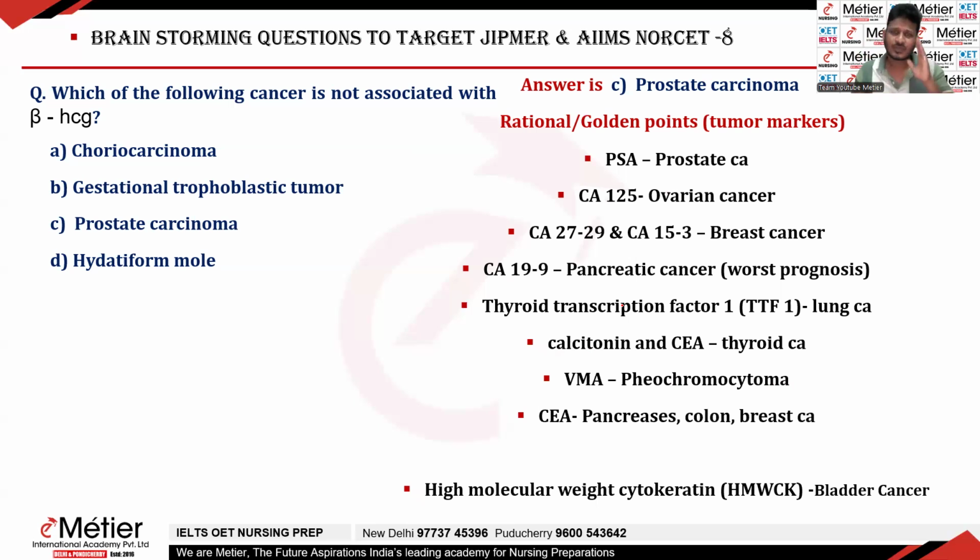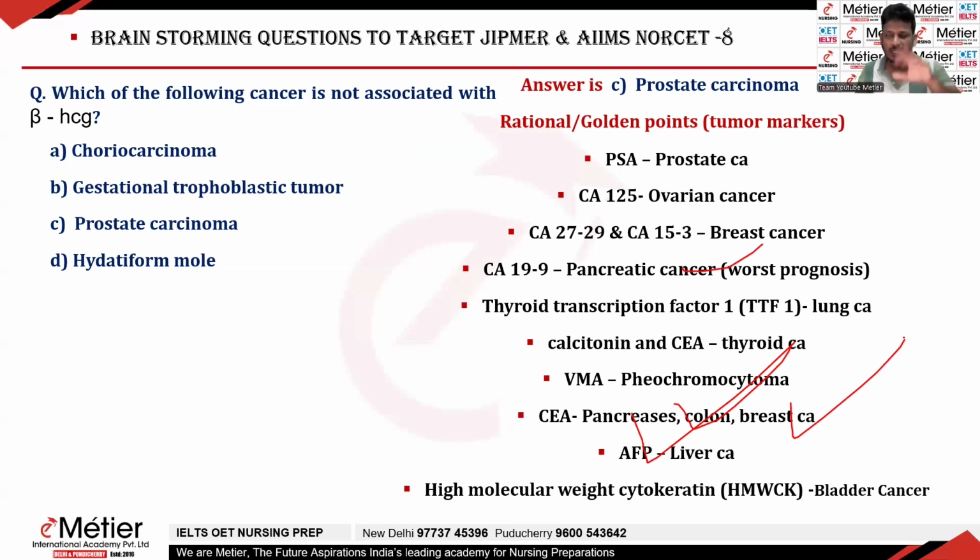The next one is carcinoembryonic antigen. It is commonly seen in these 3 diseases: pancreatic cancer, colonic cancer, and also breast cancer. Okay, the next one is alpha fetoprotein. A repeatedly asked question, guys. Alpha fetoprotein is commonly seen in liver cancer.